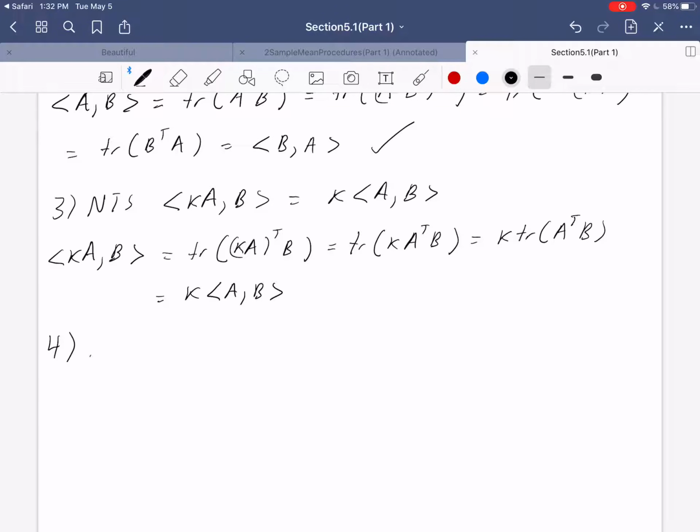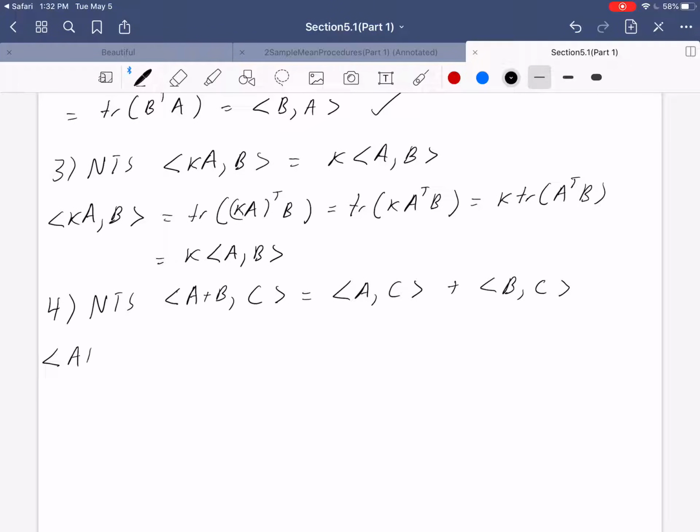All right, for property 4, we need to show that if we have something like the inner product of A plus B with C, that's the same as doing A inner product with C plus B inner product with C. So we'll try the same sort of approach. A plus B inner product with C is the trace of A plus B transpose times C. How does transpose work with addition? Well, it just distributes onto each one individually. That's a property we showed about the transpose. So this would be A transpose plus B transpose times C.